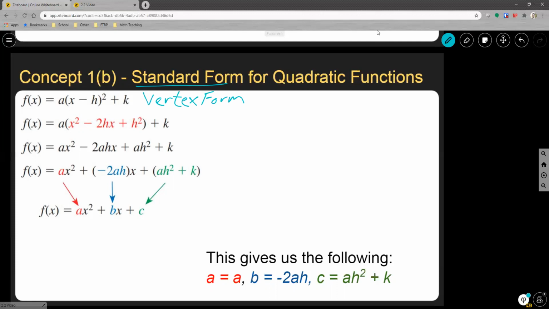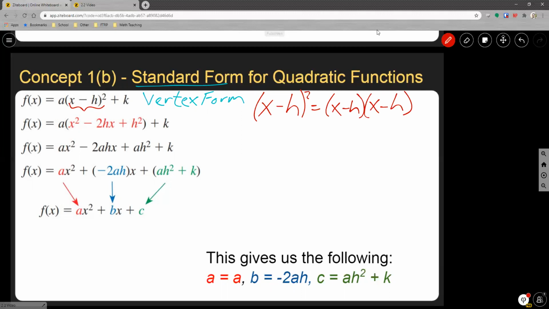A times x minus h squared plus k. I just want to show what's happening at each step. So to start off, I've got this x minus h squared. Well, just remember from our Algebra 1, if I've got x minus h squared, that's just the same as saying x minus h times x minus h.